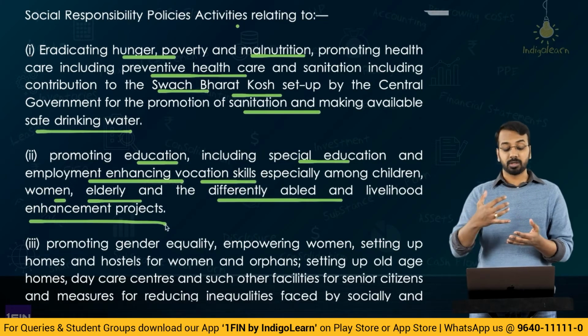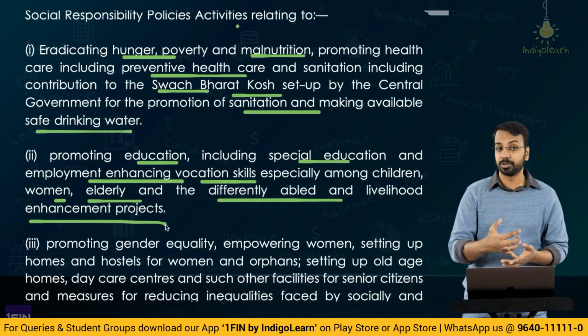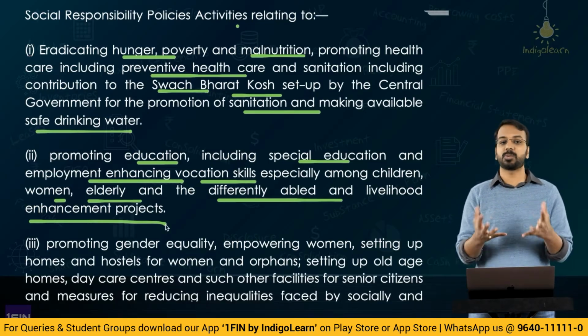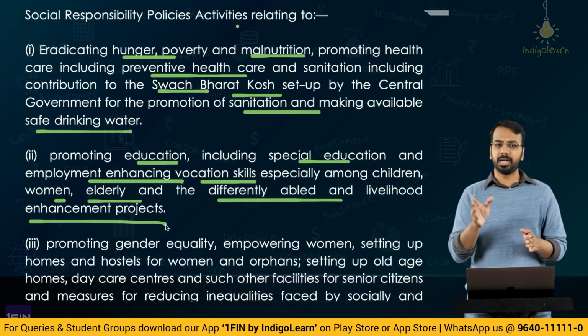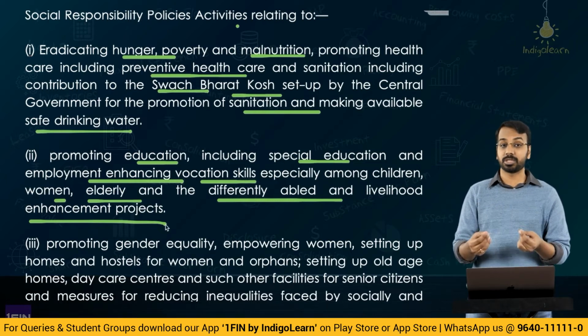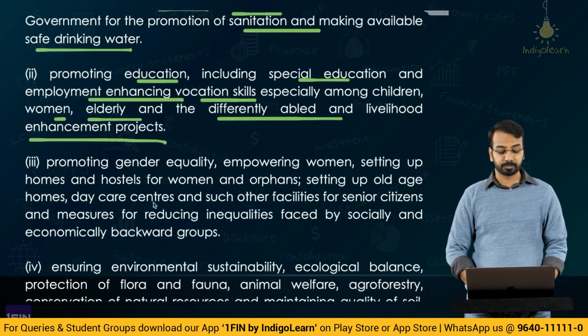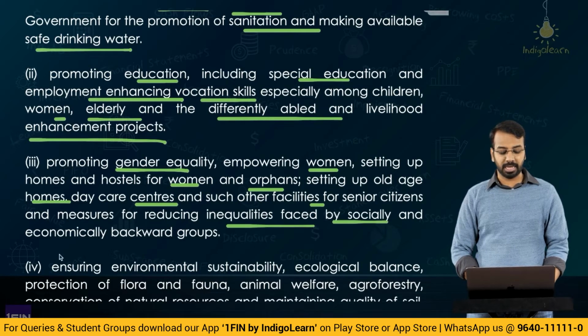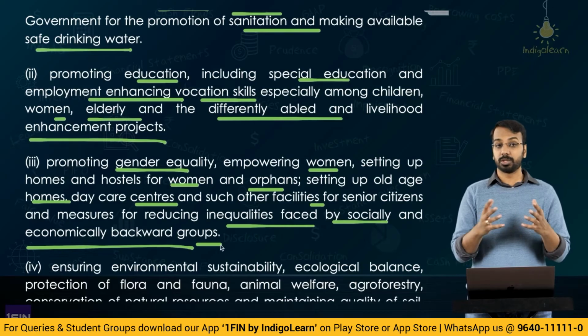So, the first one talked about poverty, hunger eradication, malnutrition eradication, sanitation, preventive healthcare, etc. The second one talks about education, including special education, especially for children, elderly and women, and also employability enhancing skills related projects. If you are carrying out those, that is also covered. Then promoting gender equality, empowering women, setting up homes and hostels for women and orphans, setting up old age homes, daycare centers and such other facilities for senior citizens, and measures for reducing inequalities faced by socially and economically backward groups. So, this covers what?